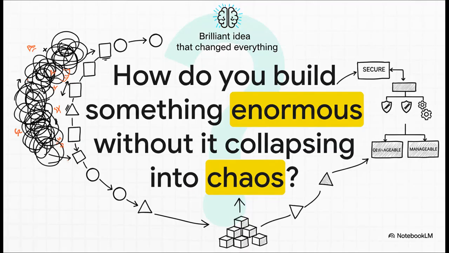So here's the big question, right? How do you build something enormous, like a modern app, with millions of lines of code, without it just collapsing into total chaos? Seriously, how do you keep it organized, secure, and manageable? How do you stop it from turning into this tangled nightmare that nobody can fix or update? Well, the answer lies in this one brilliant idea that completely changed the game.